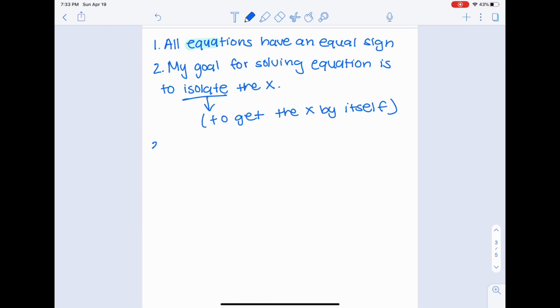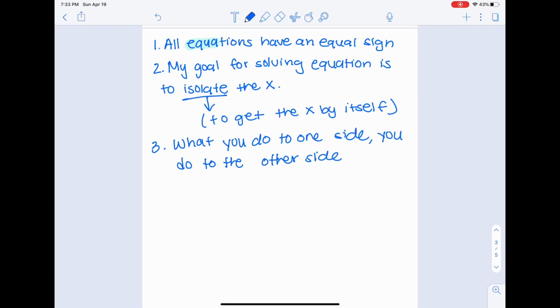Okay, and the third thing that I want you guys to remember is what you do to one side, you do to the other side. So remember, what do I mean by that? If I add a negative, I have to add it to the other side as well. If I add a positive, I had to add it to the other side as well.